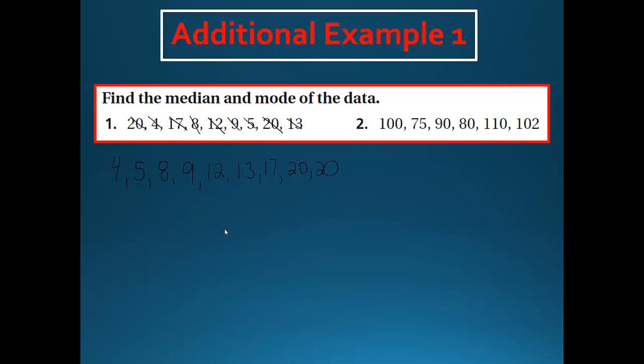Now, in order to find the median, we want to find the middle number. So I can cross one off on each end and work my way towards the center. So I'll cross off 4 and 20, 5 and 20, 8 and 17, 9 and 13, and now since I'm back to the beginning, I have one number left, which is 12. So my median is 12.